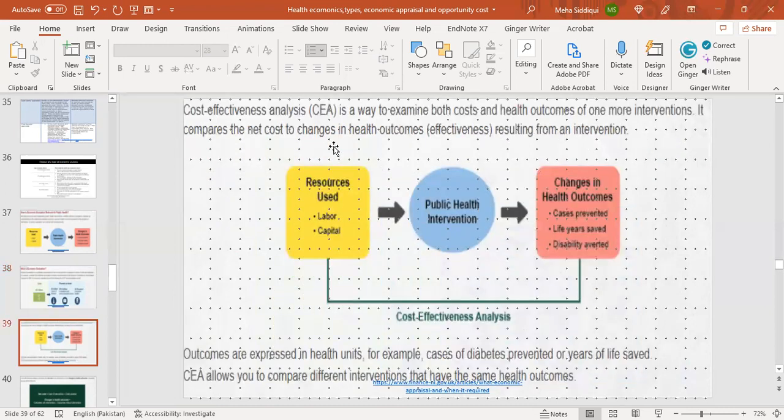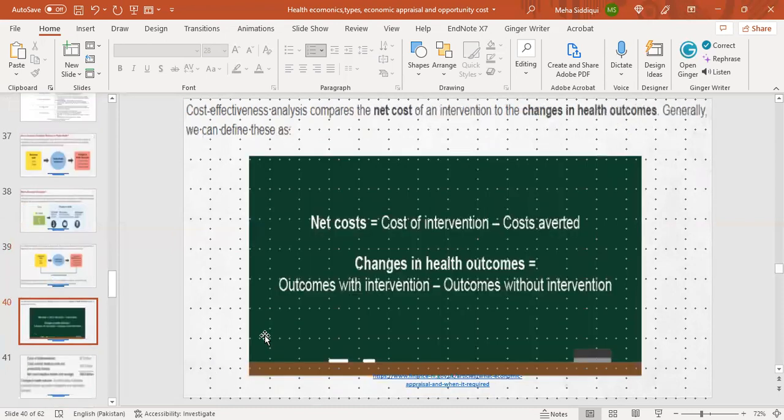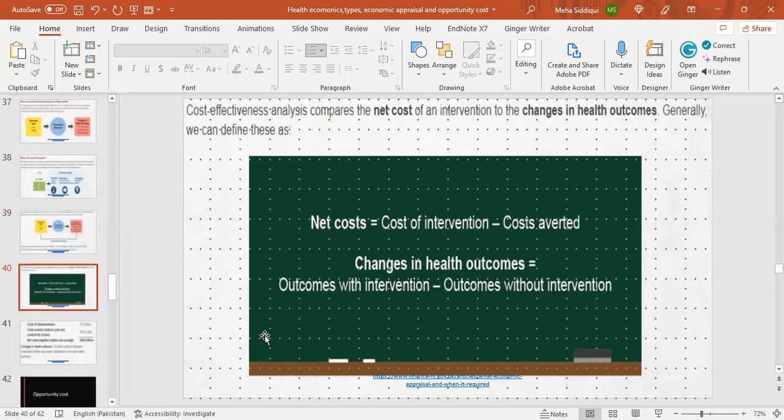Now, cost effectiveness analysis. It is a way to examine both cost and health outcomes of one or more interventions. It compares the net cost to changes in health outcomes resulting from an intervention. Outcomes are expressed in health units, for example, cases of diabetes prevented or years of life saved. And it allows us to compare different interventions that have the same health outcomes. So cost effectiveness analysis compares the net cost of an intervention to the changes in health outcomes. How do we define net cost and changes in health outcomes?